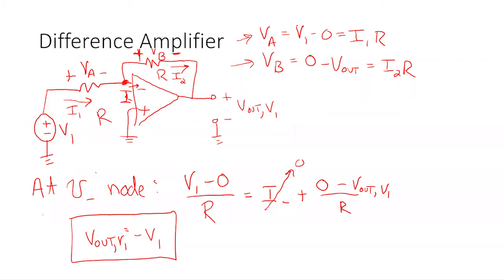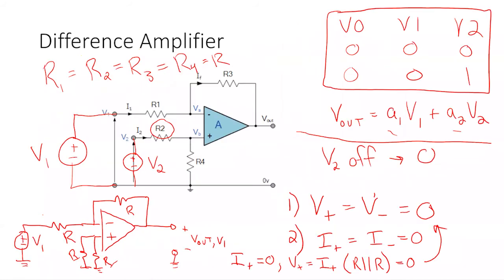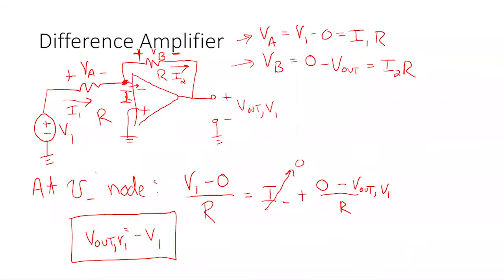We originally had these resistors labeled R1 and R3, but now we're just continuing the problem, assuming that they have equal resistance. I set them all equal to R, so they're all equal to each other. I'm going to be careful about the words "no gain." It's not that there's no gain.